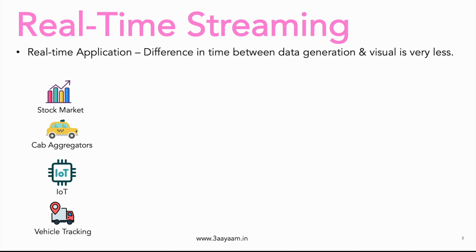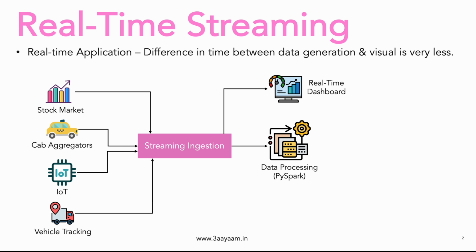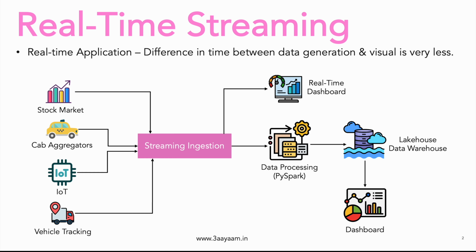All these applications, as you can see, generate a lot of data, and that data has to be ingested in a way which can be processed for further visualization like a real-time dashboard. Once the data is ingested, then we can generate a dashboard out of it. There can be data processing also using, let's say, PySpark or the structured streaming of PySpark, from where once the data is processed, it is stored in Lakehouse. And once it is stored in Lakehouse, maybe a non-real-time dashboard will read data from Lakehouse and then show it to the end users. So these are the various use cases of real-time data.